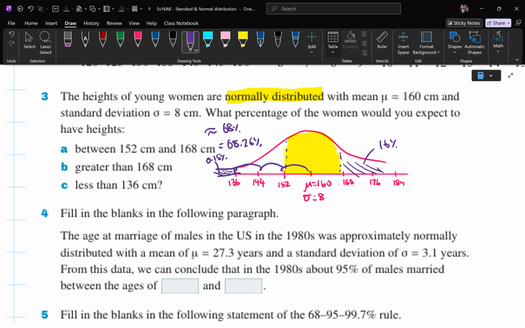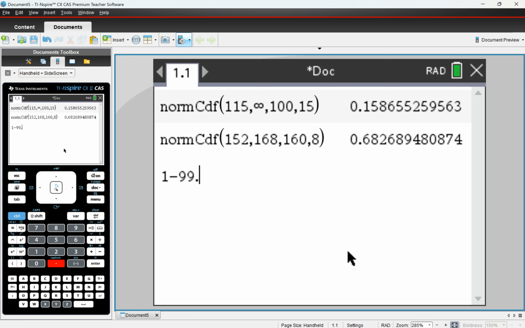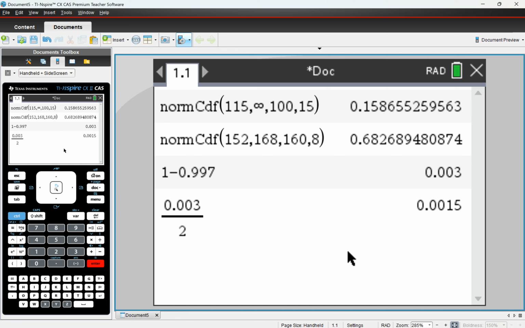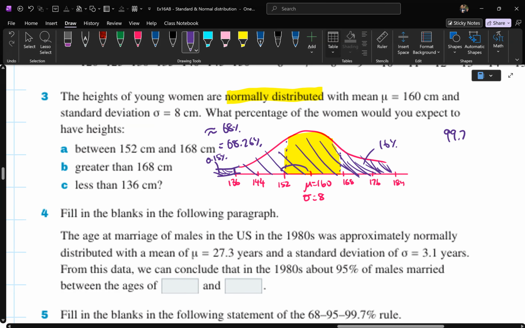0.15%. And a quick way to work it out is because 3 standard deviations is 99.7%. So if you did 1 minus 0.997, you should get the leftovers, 0.003, and divide that by 2 because it's symmetrical. So each side is 0.15%.